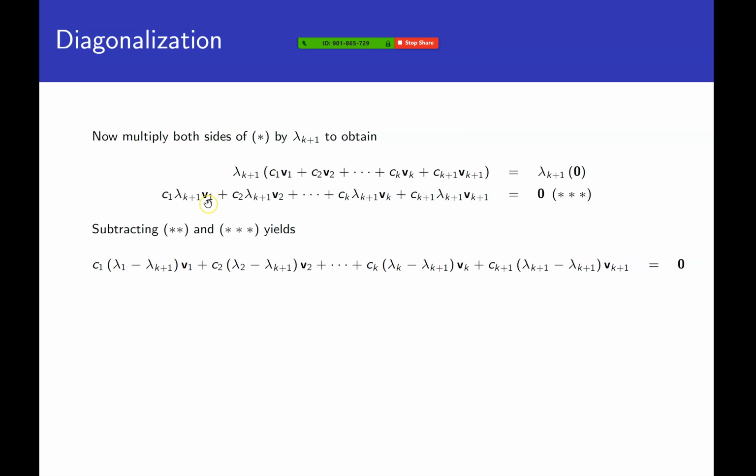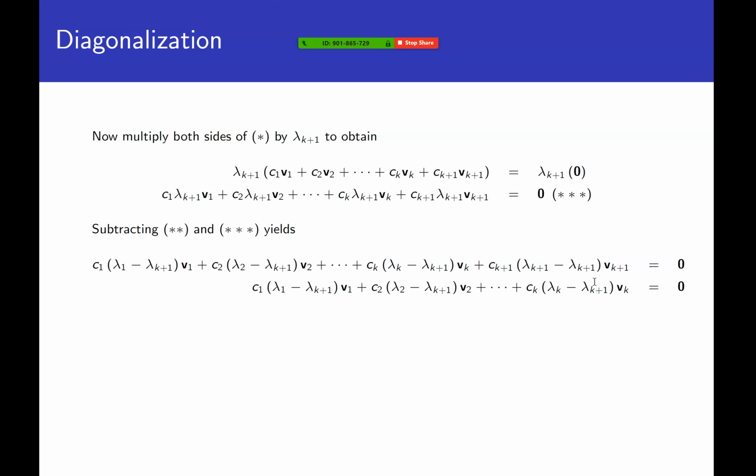Both of those would be multiplied by the v1. So I'm just factoring out, if you will, a v1. Do the same thing here with the v2, all the way to the vk. Then I've also got the vk plus 1 term over there. That equals 0. Now, of course, this last term is 0, because I just have lambda k plus 1 minus lambda k plus 1. So that term goes away.